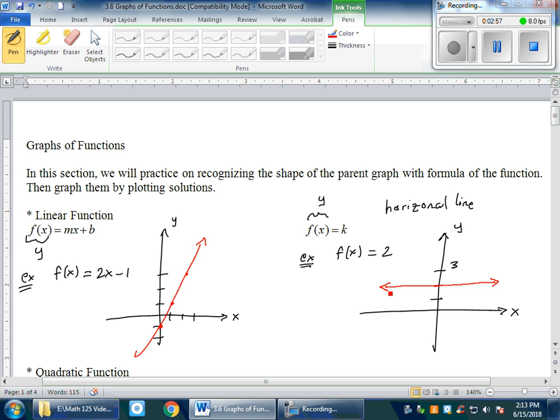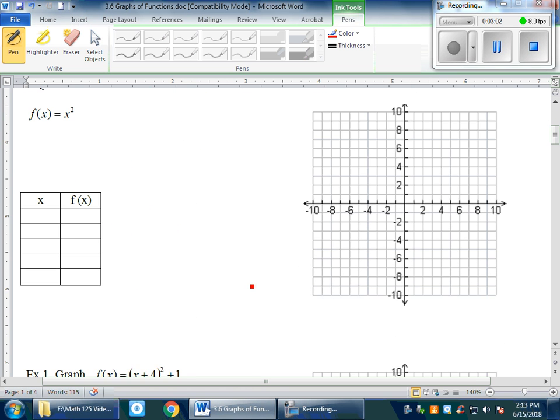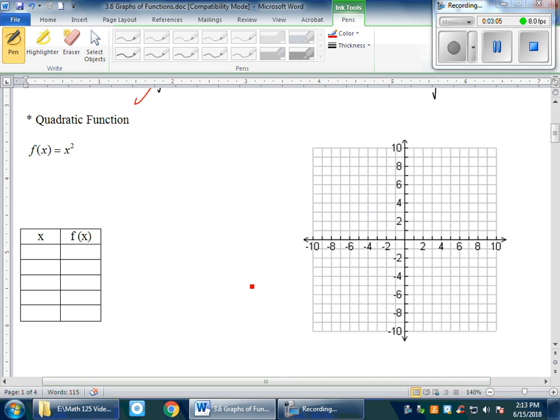Now the next step is we want to look at the quadratic functions. When you see that f of x is equal to x squared, where the variable has the exponent 2 and that is the highest exponent in the formula of the function, then right away we know it will be a parabola. So f of x equal to x squared can be considered a parent graph. You need to remember the shape of this parent graph of a quadratic function.